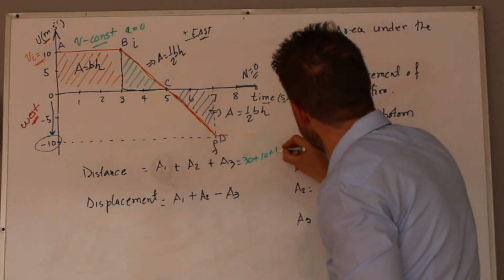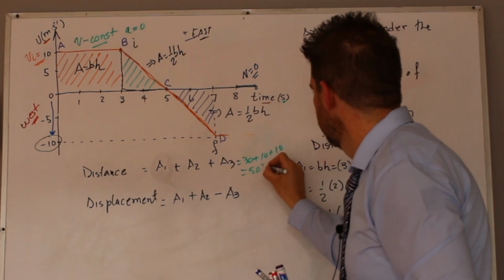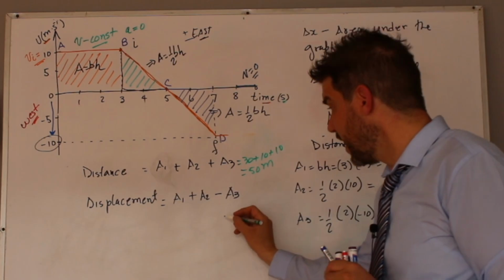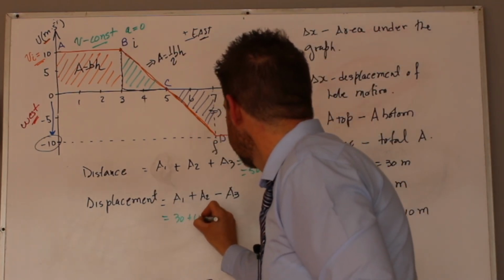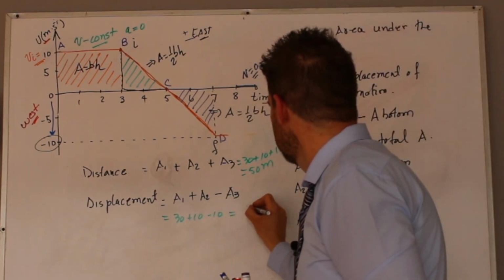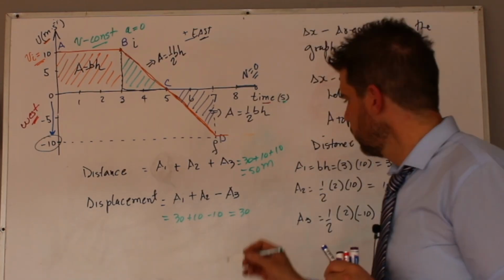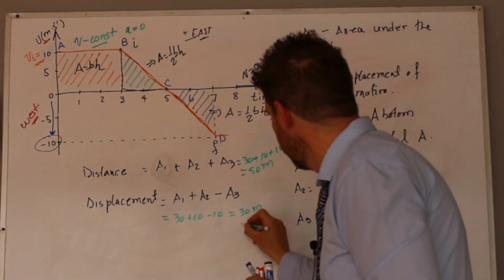Plus 10 plus 10, 20, this is 50 meters. That is for distance. If you calculate displacement, it's going to be equal to 30 plus 10 minus 10. That is equal to 30 meters. But now direction is positive, therefore it is positive.